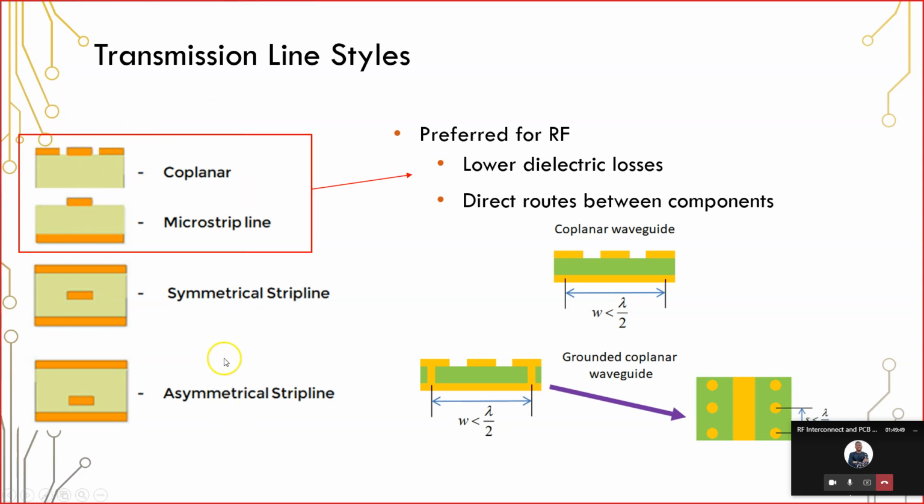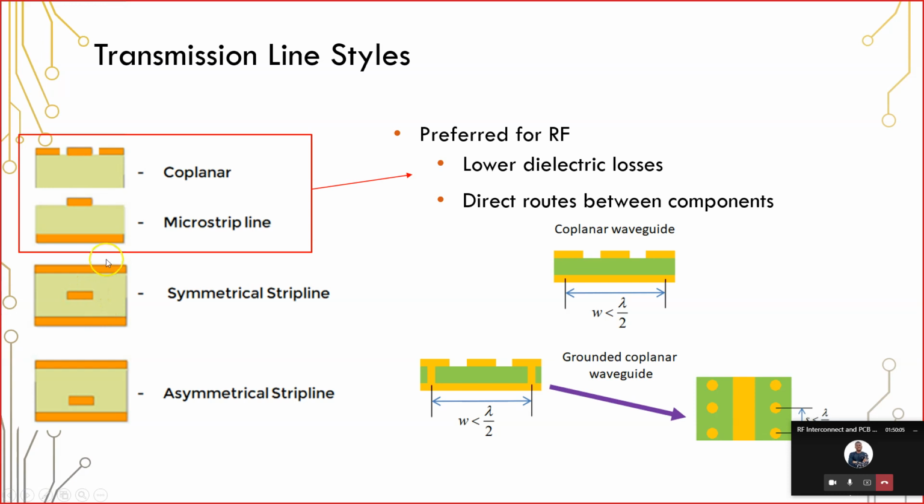strip lines. Now, you can still use strip lines in RF boards. You'll have the same thing, right? The electromagnetic field is going to exist around this conductor that carries the signal.